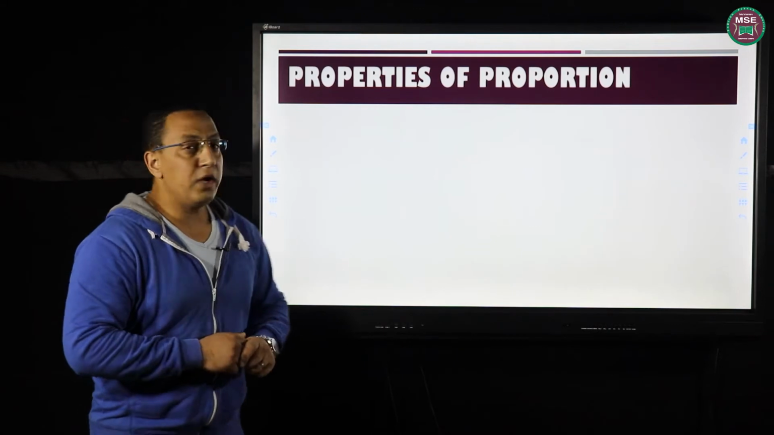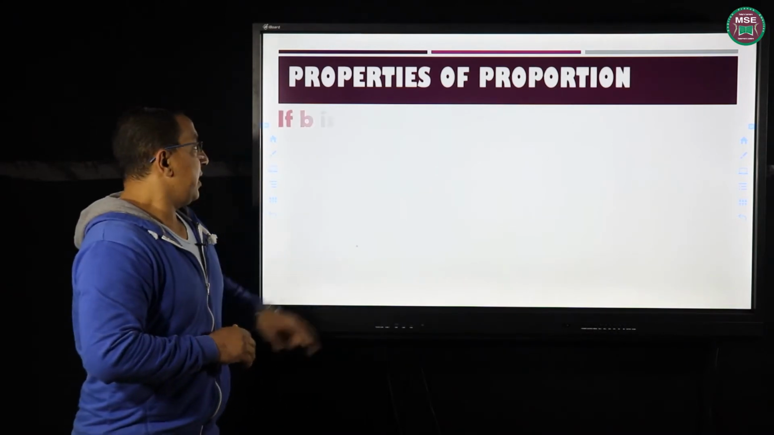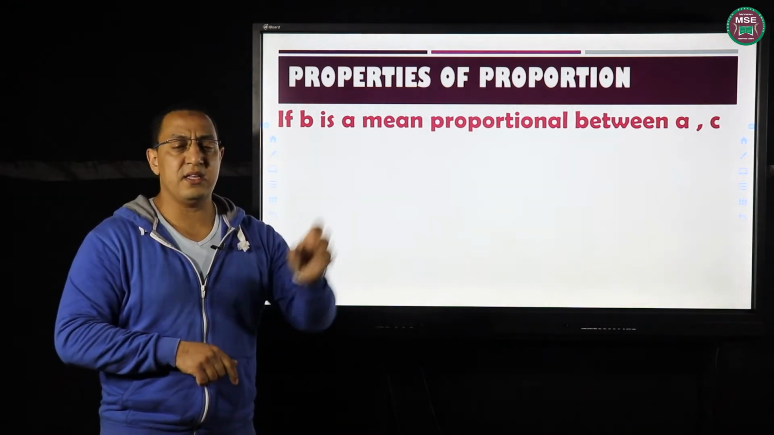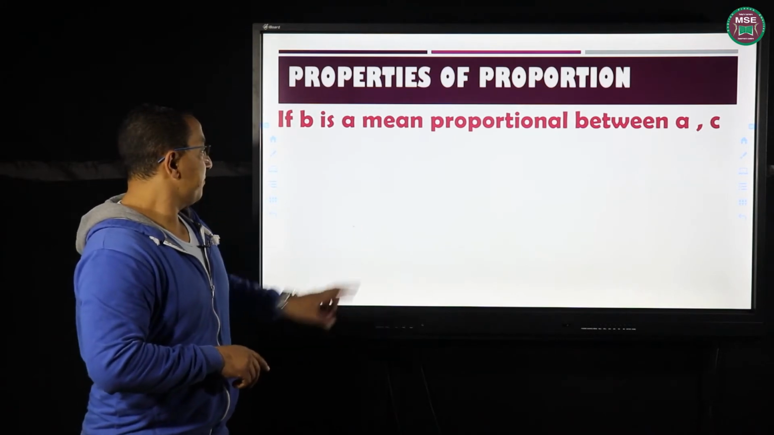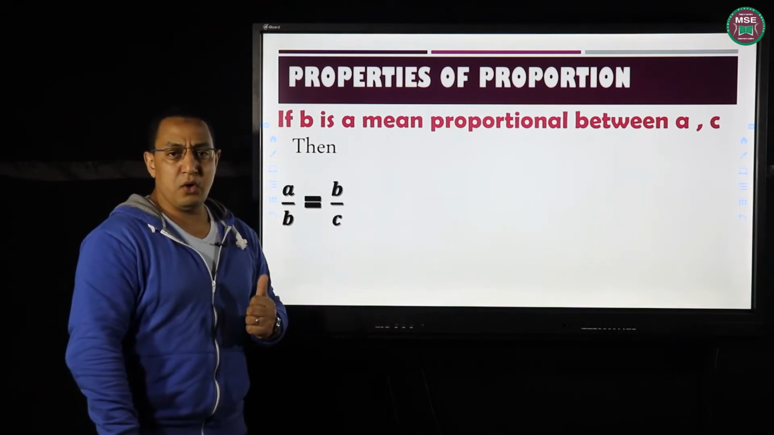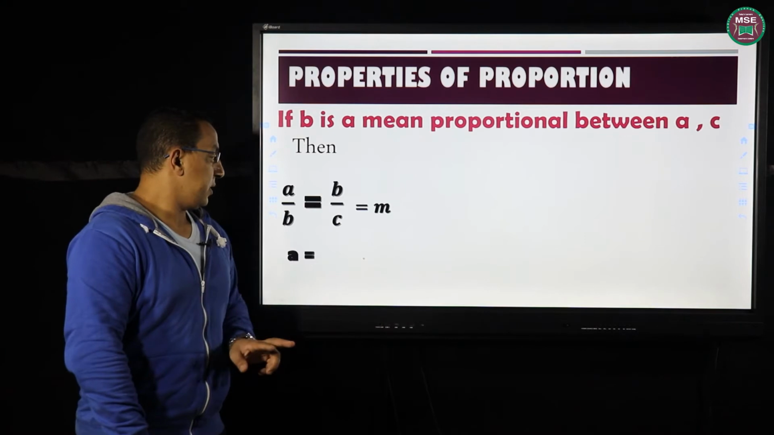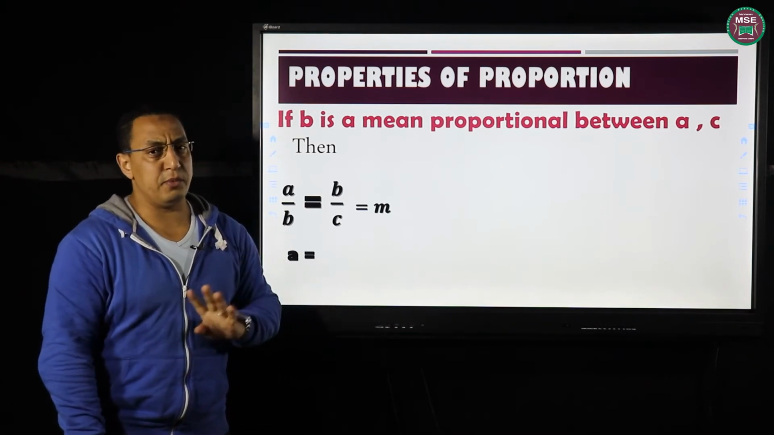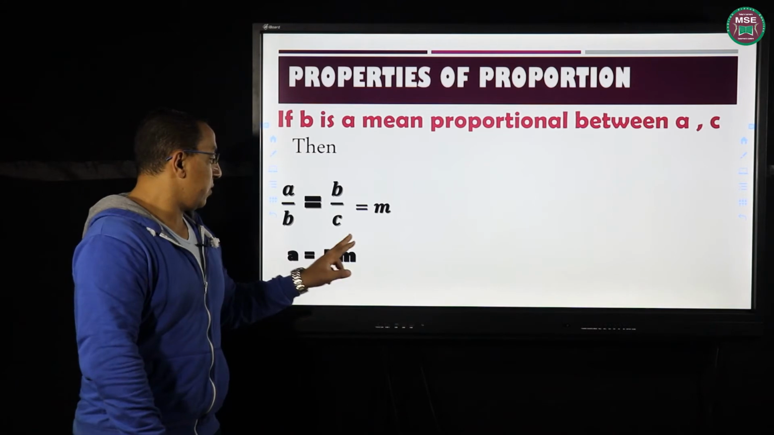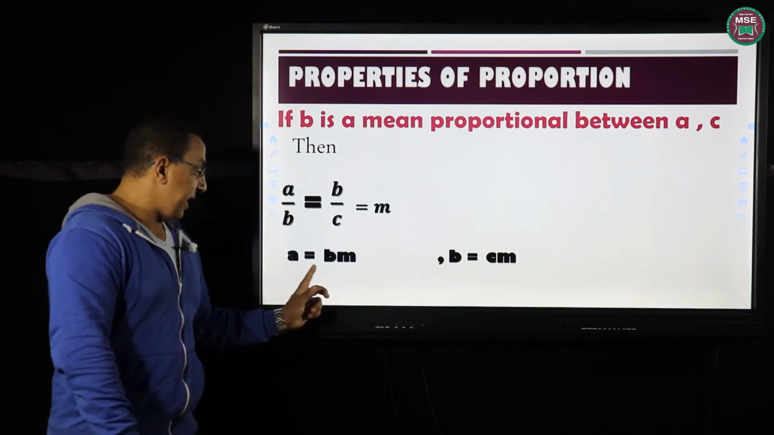Now we are going to study the property which we use in the proof. If we have B as a middle or mean proportion between A and C, I can organize them as A over B equals B over C, as we took before. Let A over B equal B over C equal M. As we took before in property number 4 in the proportion, A equals BM, and B equals CM.